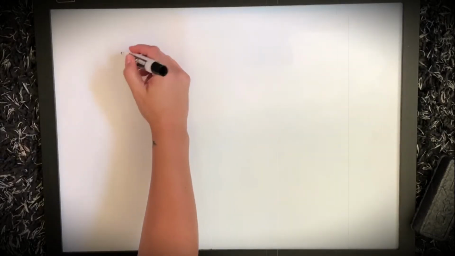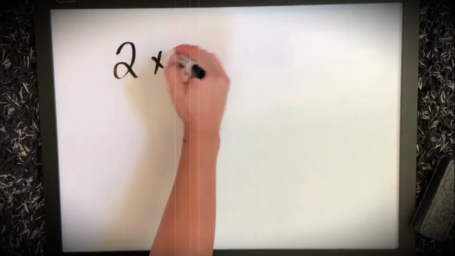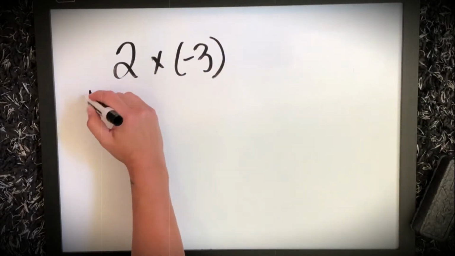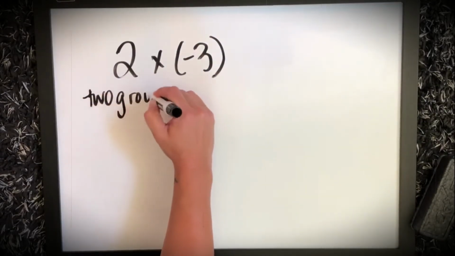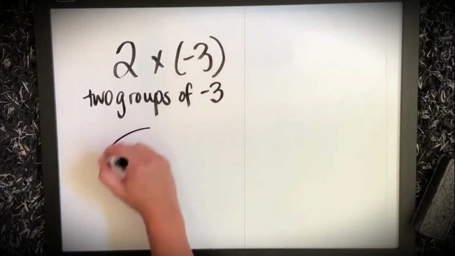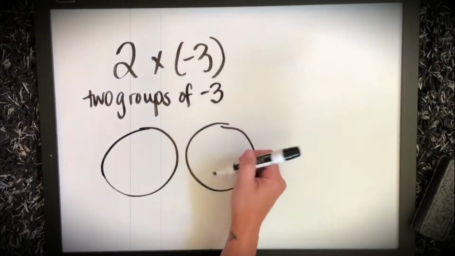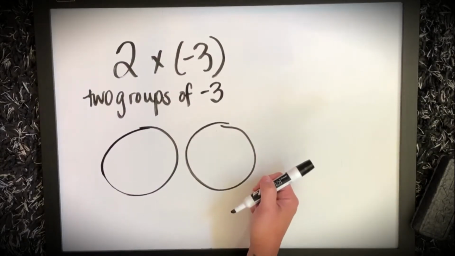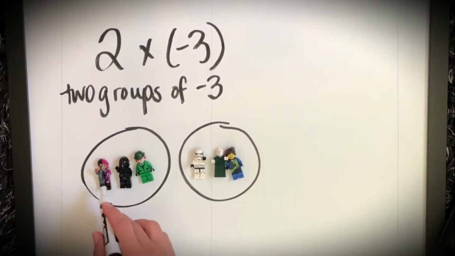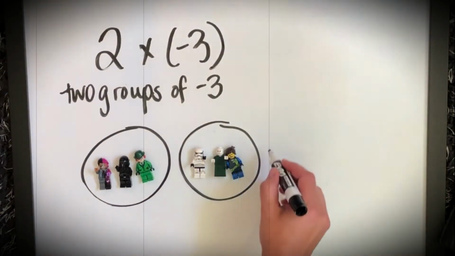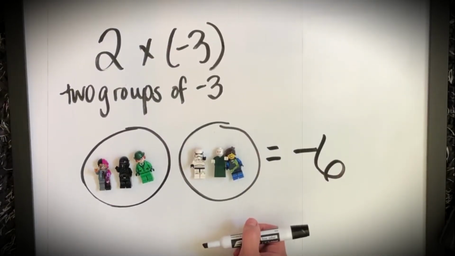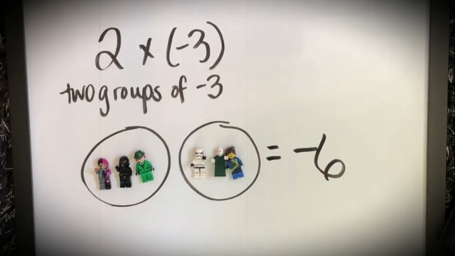In this first example, we have 2 times -3. Just like you learned in elementary school, this means 2 groups of -3. So in our picture, we're going to have 2 groups with 3 bad guy Legos in each group. Our answer is the total number of bad guys, which is 6. So 2 times -3 equals -6.